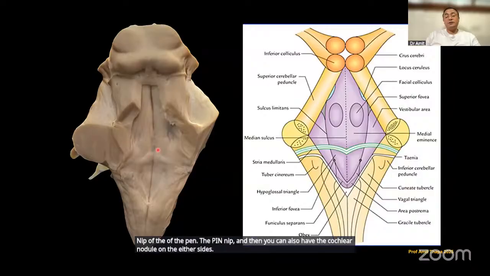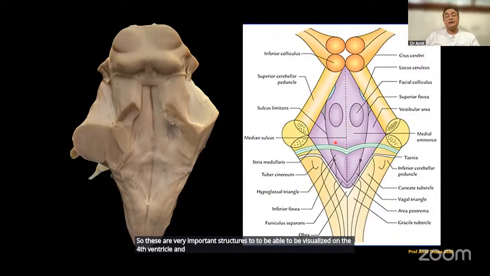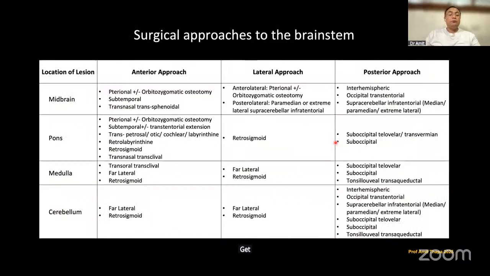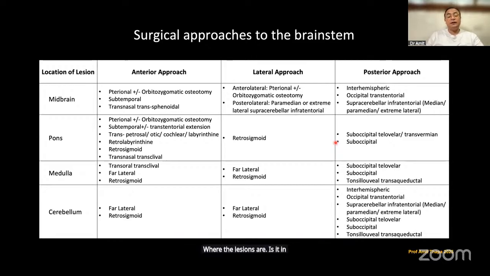So these are very important structures to be able to visualize on the fourth ventricle, and that's why I've kept a cartoon on the side to help you identify them much better. Now, how to attack the lesions inside the brainstem depends upon where the lesions are. Is it in the midbrain, pons, medulla, or cerebellum? Correspondingly, we decide on anterior approaches, lateral approaches, and posterior approaches.